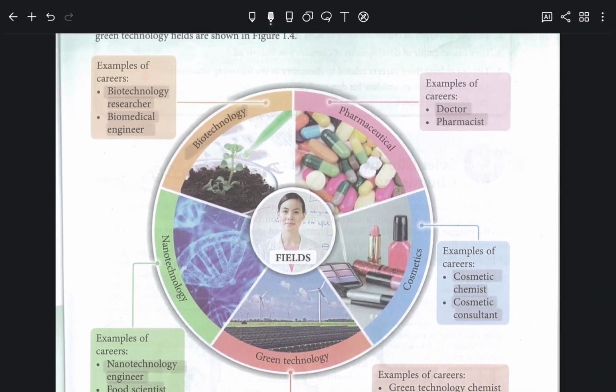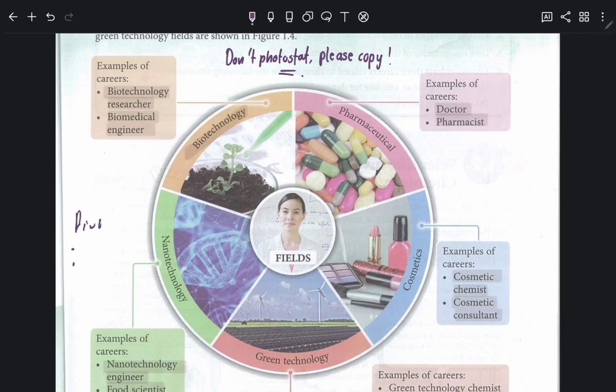Okay, this one also, don't photostat. Don't photostat. Please copy. Copy by your hand. Please copy. Okay, copy and tengoklah you faham ke tak. Okay, tak payah lukis pun, just letak je biotechnology. Okay, letaklah dua ni. Lepas tu pharmaceutical, letaklah dua tu. Sorry, my writing very bad.